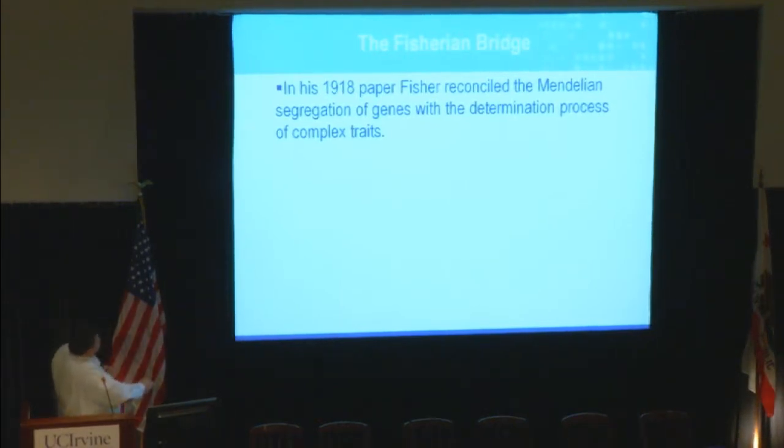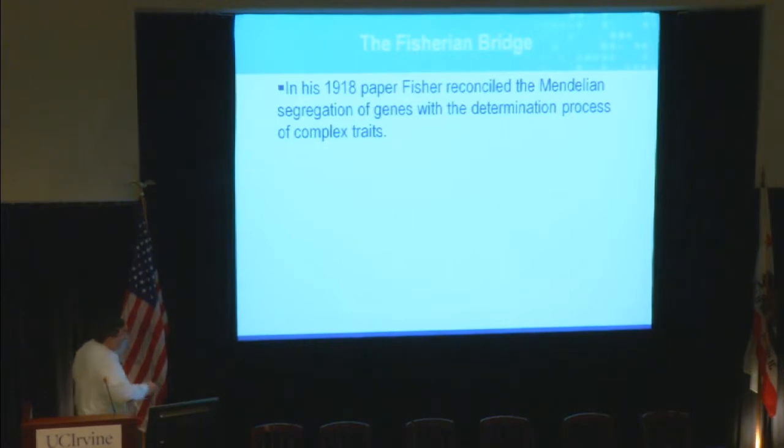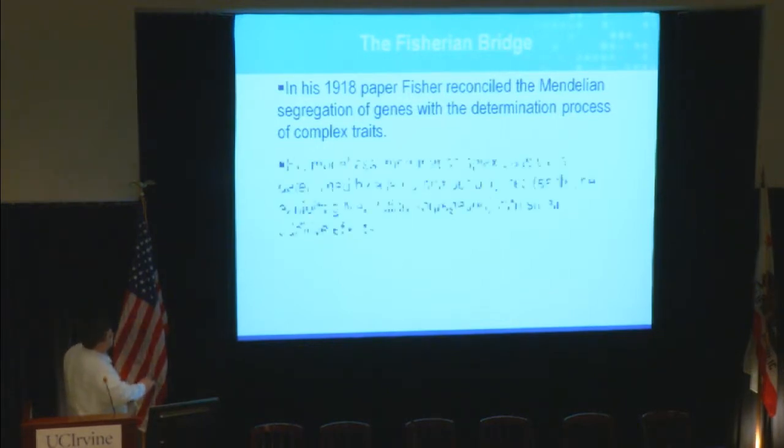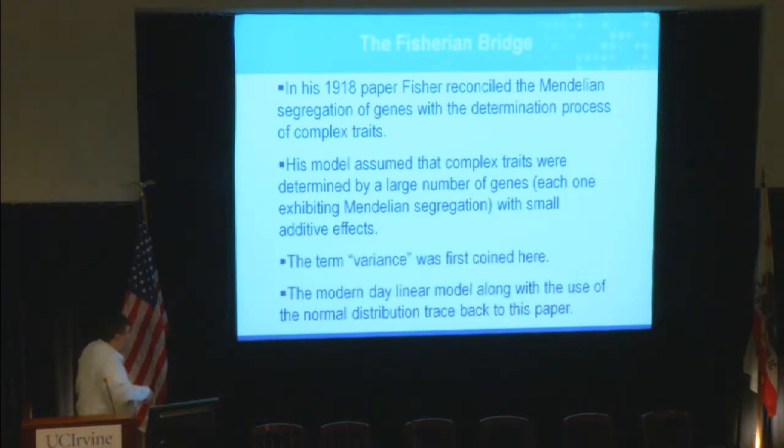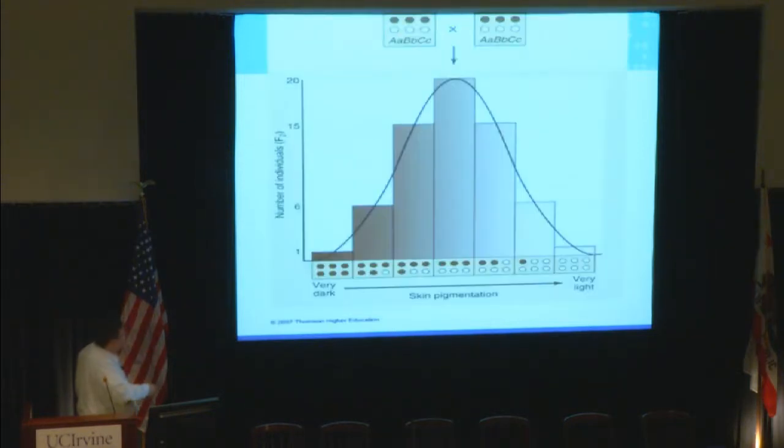In this paper he reconciled the Mendelian segregation of genes with the determination process of complex traits. His model assumed that complex traits were determined by a large number of genes, each one exhibiting Mendelian segregation with small additive effects. This is the polygenic model, right? The term variance is first coined here, in the modern-day linear model, along with the use of the normal distribution traced back to this paper.